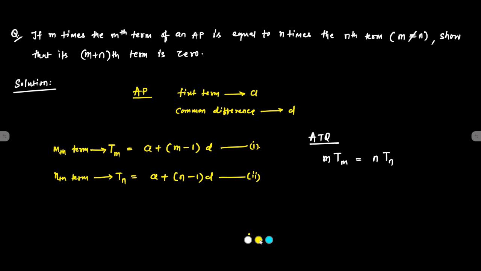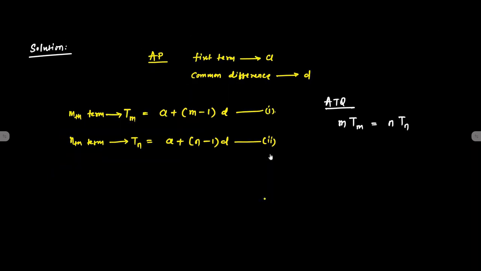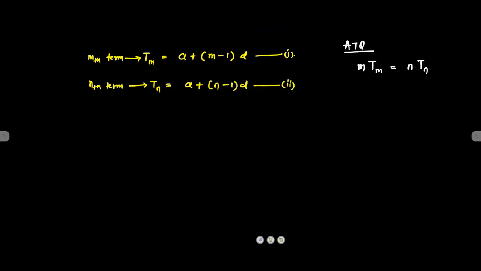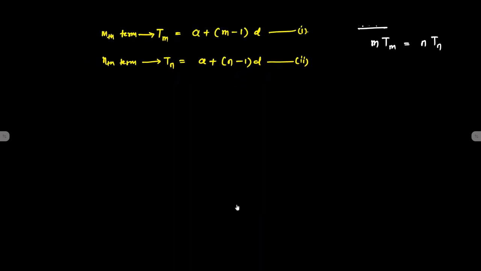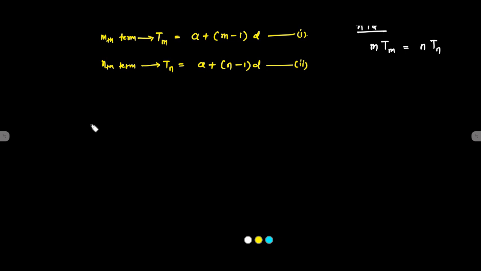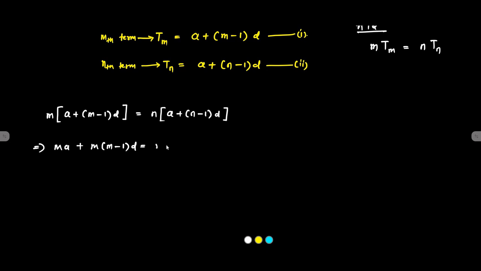So if we put these values here, Tm and Tn, we have m into A plus m minus 1 D is equal to n into A plus n minus 1 D. That implies mA plus m into m minus 1 D is equal to nA plus n into n minus 1 D.